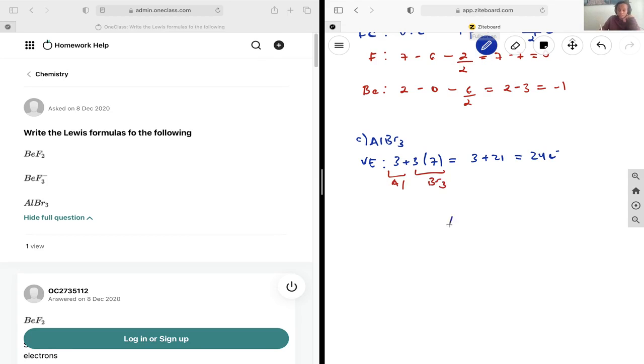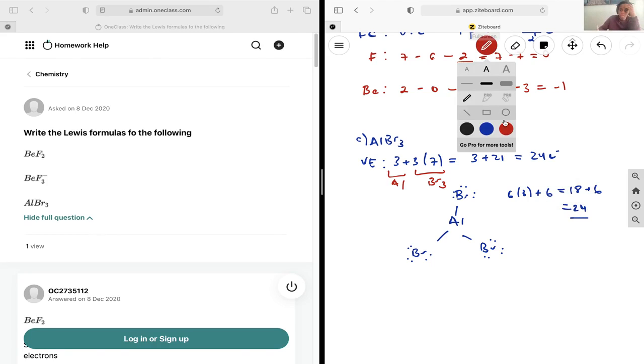And so let's start with our skeleton structure. And start with 1 bond on each and filling in the octets of our halogens. Okay, count our valence electrons. We will have 6 by 3 plus 2, 4, 6. That is going to give us 18 plus 6, which again will give us the necessary 24. And so again, this will be allowed because aluminum will have an underfilled octet.